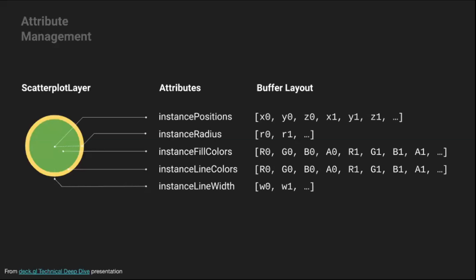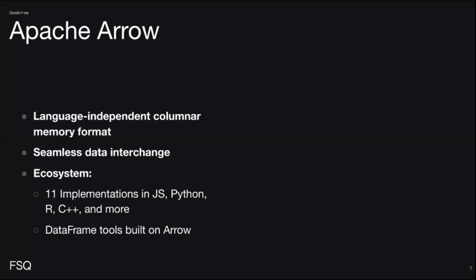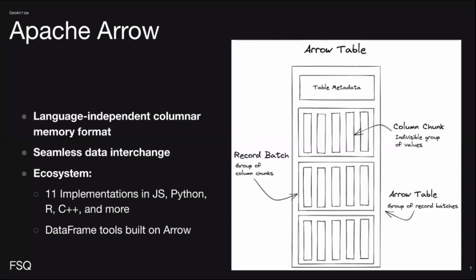So if only there was a cross-language implementation of columnar memory that could help us with these buffer layouts. And of course that exists. This is Apache Arrow. Yeah, we're very lucky. So Apache Arrow is a language-independent columnar memory format. It describes a format that any language can implement that isn't tied to any particular language.